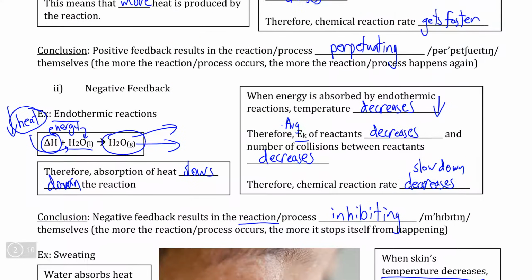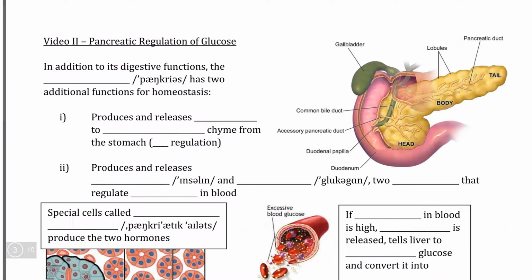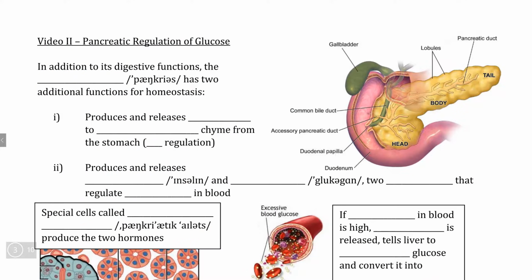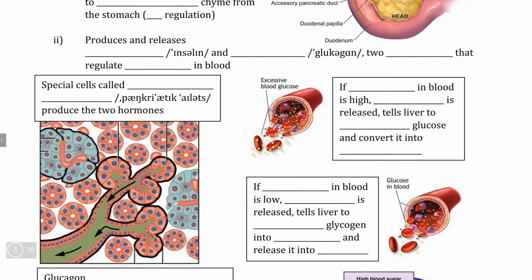In the next video, we're going to look at two specific examples of feedback cycles that don't occur with regulating body temperature, but instead occur in a specific organ system and specifically regulate the amount of glucose that occurs within human blood.